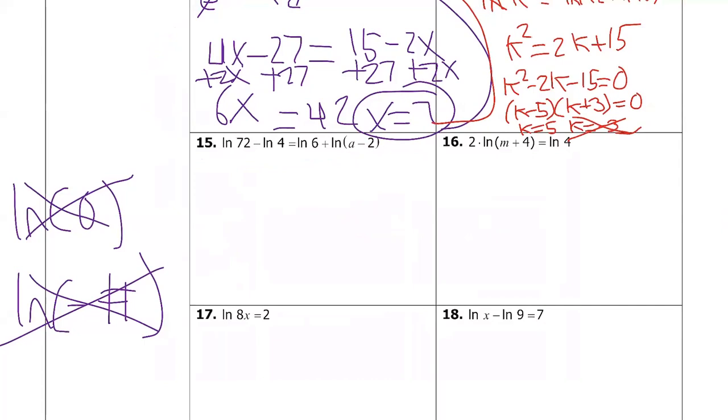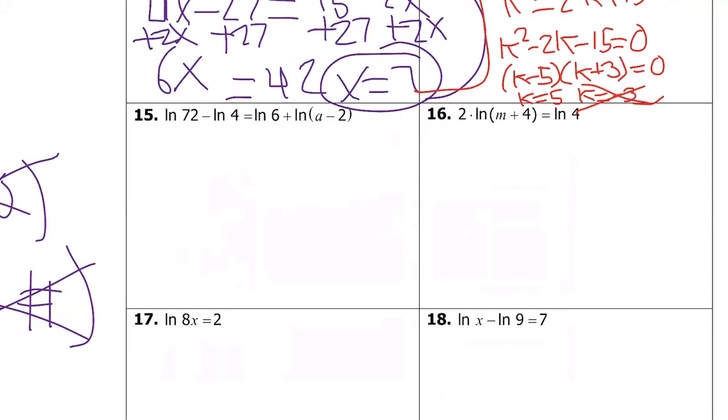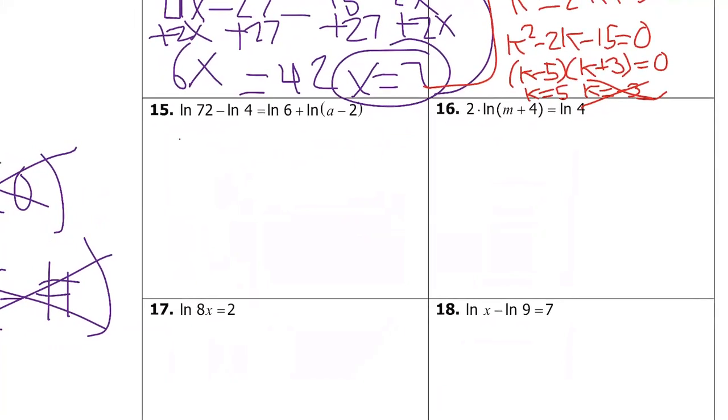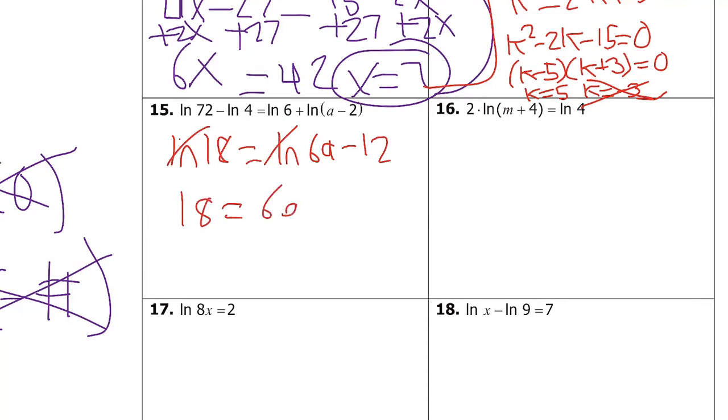Similar idea. So far, these first two we saw, if you had a log on both sides, these are actually all pretty much the same. I mean, 15 would be pretty much the same idea. You'd want to condense your logarithms though. So if you combine, remember, if you have minus, you can divide. So 72 divided by 4, that would be 18. And then on this side, we're adding, so we would multiply, and I'm just going to distribute that 6. So it would be 6a minus 12. Get rid of our logarithms. You would add the 12, that would be 30. Divide by 6, you would get 5.